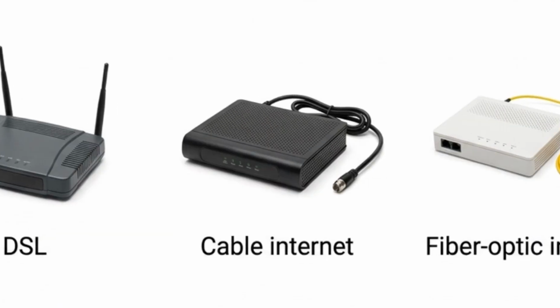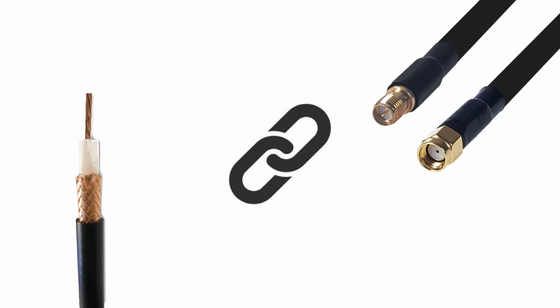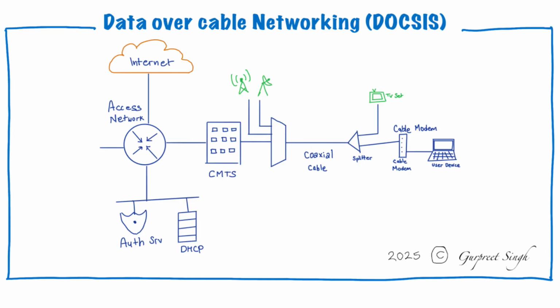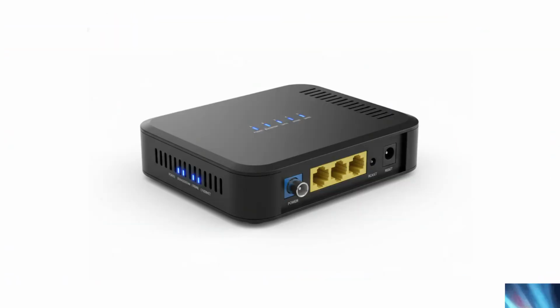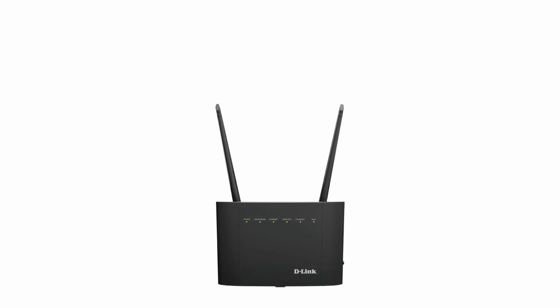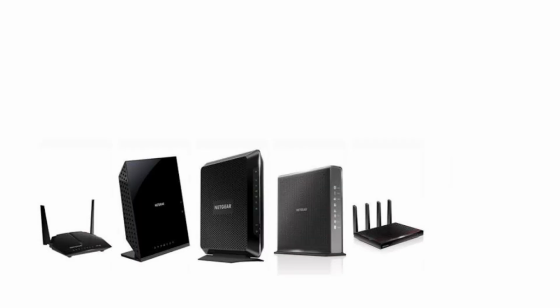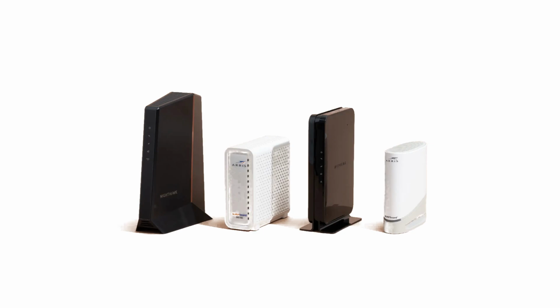Cable internet. This connection comes through the same coaxial cables that deliver cable television, using a technology called DOCSIS. It offered much faster speeds than DSL because it had a wider bandwidth pipe, making it great for streaming and gaming. A key characteristic is that it operates on a shared network, so speeds can slow down when your whole neighborhood is online at the same time. It's widely available and reliable, and for a long time, it was the most popular choice for home broadband.